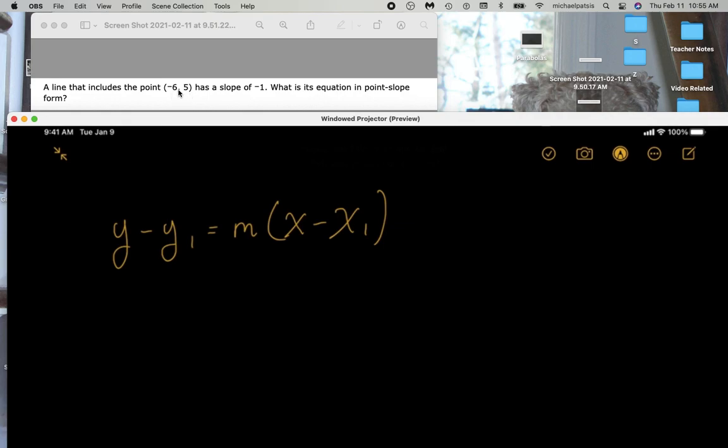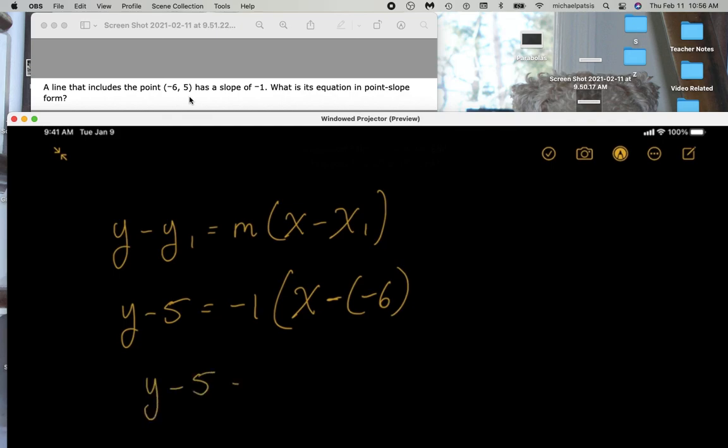Here's a point. This is going to be x1. This is going to be y1. We write down the generic y. That's always there. Minus y1. y1 is 5. Equals the slope. They give that to us. -1. Then they say the x1 is going to be -6. So your final answer is going to be y minus 5 equals -1 times x plus 6. That's your final answer. Okay, let's do another one.